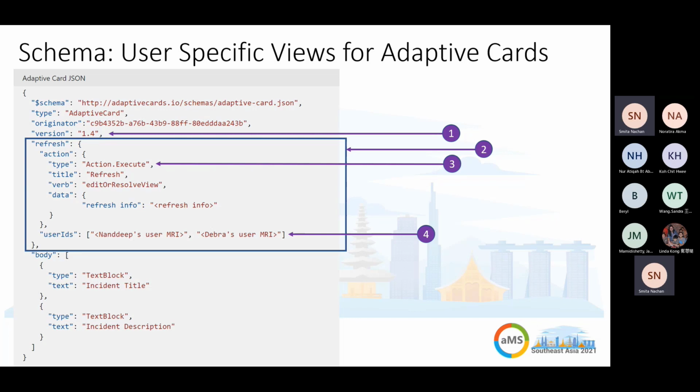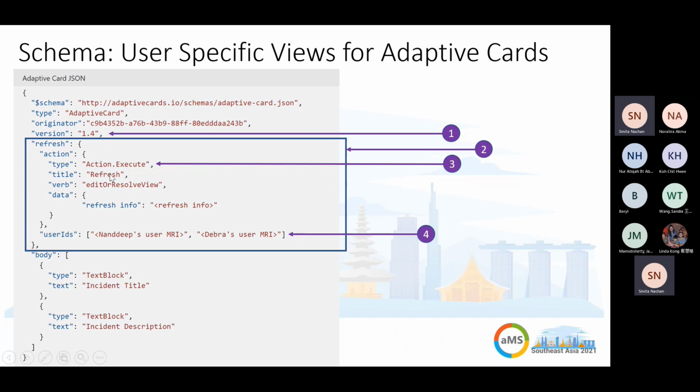Thirdly, we should use this entire refresh model to allow adaptive cards to update automatically. To automatically refresh your cards, define its refresh property. Okay, so this is the refresh property that we have here. And this refresh property embeds an action of type Action.Execute, which is here.